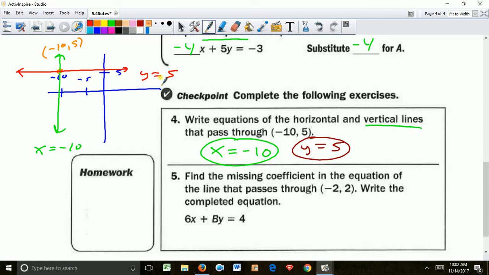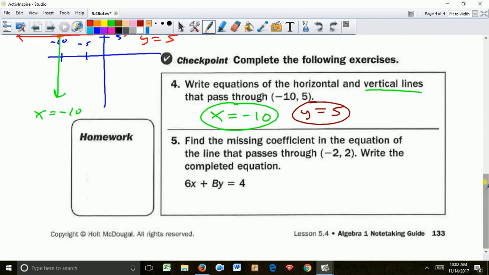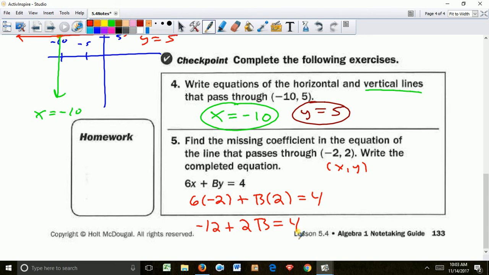And then for 5, find the missing coefficient in the equation, the line that passes through negative 2, 2. And then write the completed equation. So they do give you an ordered pair. So here is x, y. X is negative 2, y is 2. So plug those in. You're going to get 6 times negative 2 plus b times 2. And that's equal to 4. Do take 6 times negative 2. You're going to get negative 12 plus 2b is equal to 4.